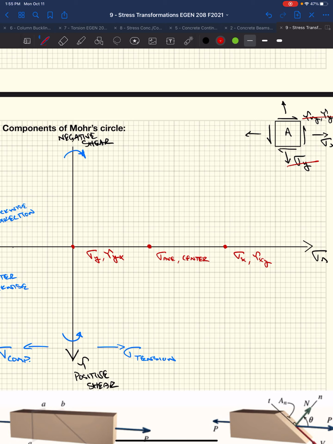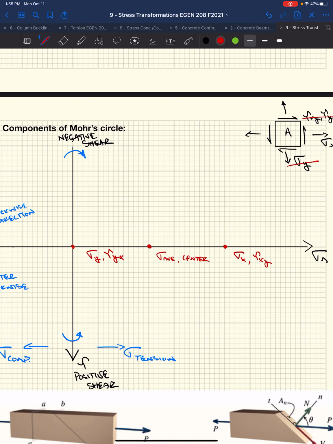In this case, it's really easy. It's just the distance between sigma x, the point that we graphed, and the center. Half the distance between the 2 of them. If we plotted 2 points that were equal distance above and below, you could still draw a line and figure out that average stress again, which is just the average of our normal stresses. Once you have the center, you can figure out the radius.